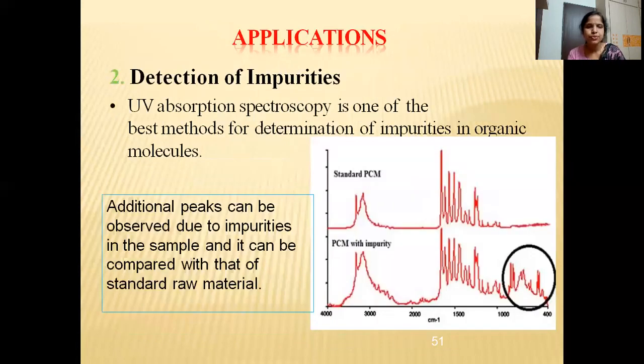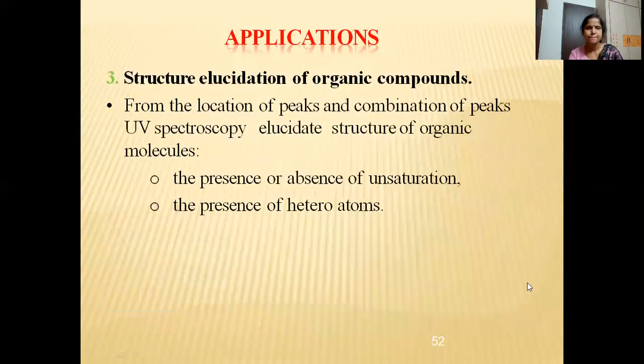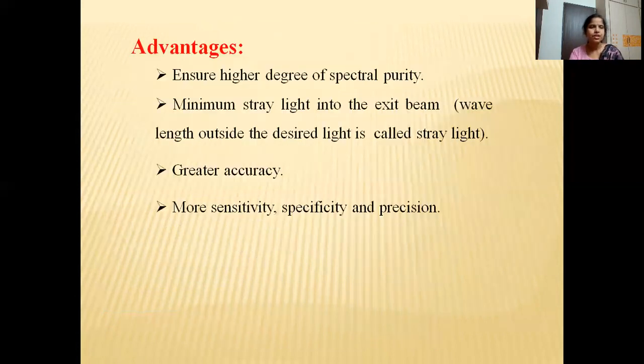Then we can also detect impurities. You can see in these two spectra, this is the standard spectrum, and this is the one with impurity. You can see some more peaks or bands. So just by comparing the spectra, you can find whether it is impure or not. Then it is used for structural elucidation of organic compounds. So the presence or absence of unsaturation or the presence of heteroatoms can also be identified by using a spectrophotometer.